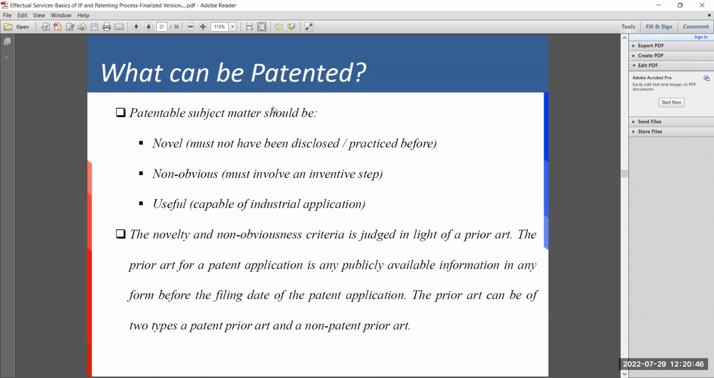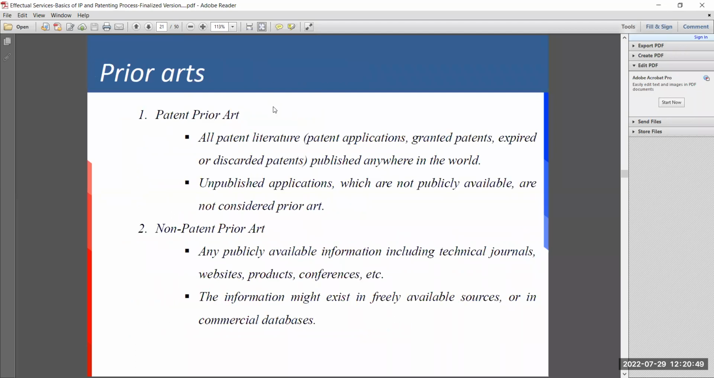So, what cannot be patented, what can be patented, what are the prior arts, and what are the major things we usually do when we receive an idea disclosure from your side. These are the literature and non-literature searches we conduct at our end to check whether your idea is patentable or not.